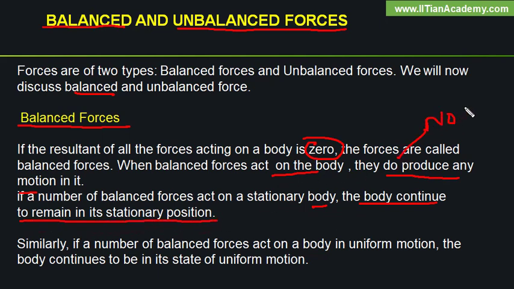Similarly, if a number of balanced forces act on a body in uniform motion, the body continues to be in its state of uniform motion.